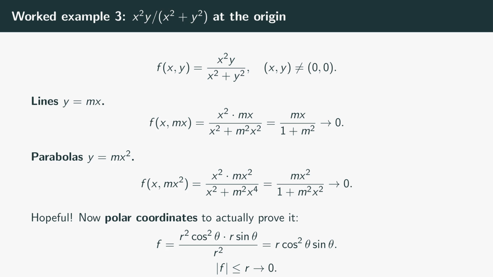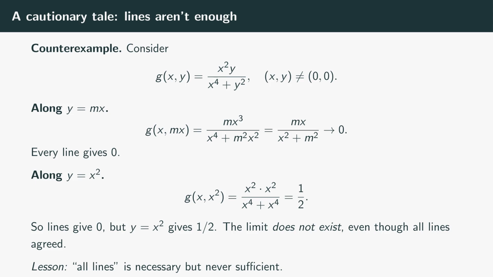Moral: lines plus parabolas suggest the limit is 0, but polar coordinates are what prove it, because they handle every direction at once. Why did we have to go beyond lines in the last example? Because lines alone really aren't enough. Here is the counterexample that proves it.